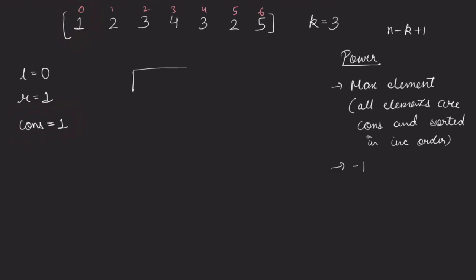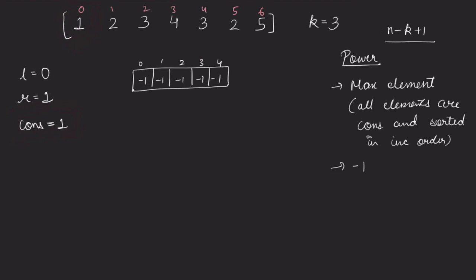And we will also create a resultant vector, which will be of size n minus k plus 1. So in this case, it will be of size 5. 0, 1, 2, 3, 4. These will be the indexes, and initially we will keep all the values as -1.